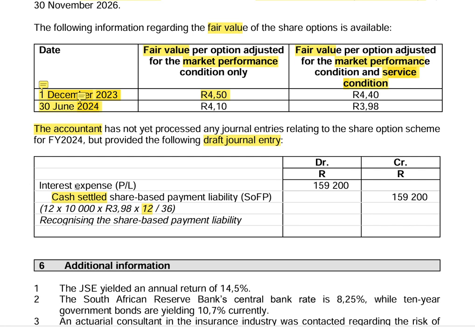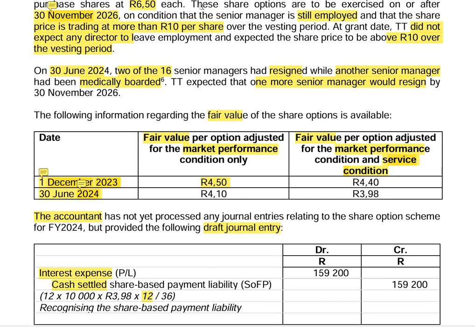So when you look here, you understand why I'm told to look at this journal and raise the concern. The first concern is that this interest expense is incorrect because I should be having share-based payment, P&L. Then I'm looking at the credit side. It says cash-settled share-based payment liability, which is also incorrect because this should be equity reserve. Why am I saying it is equity reserve? Because I am told that they will receive shares.